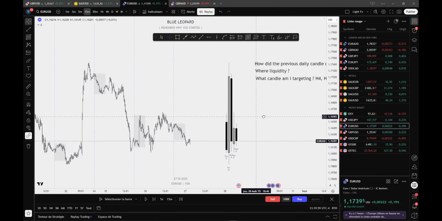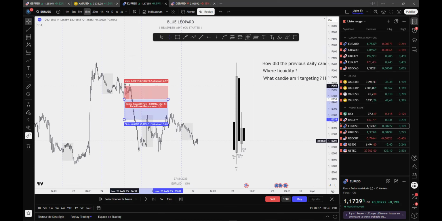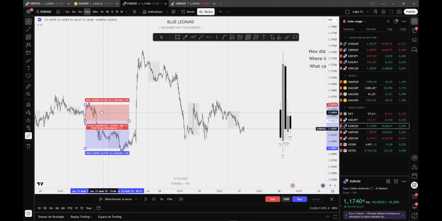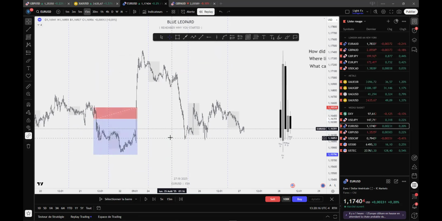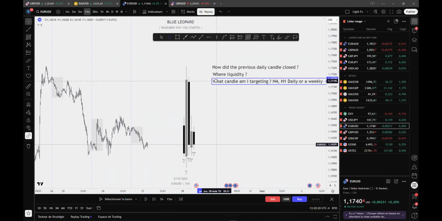So where's liquidity? Liquidity are resting orders. Everywhere you think someone could have entered, there's liquidity. If someone entered on this breakout, there's liquidity here. If someone came and entered on this breakout here, there's liquidity here. Price moves from liquidity to liquidity. You have different types of liquidity.